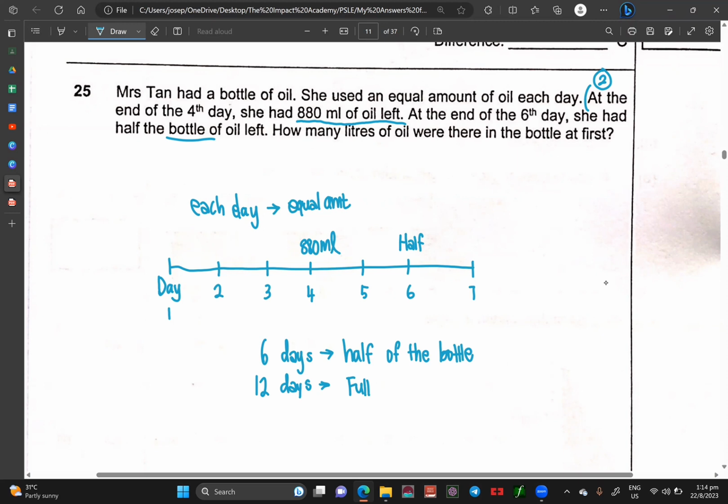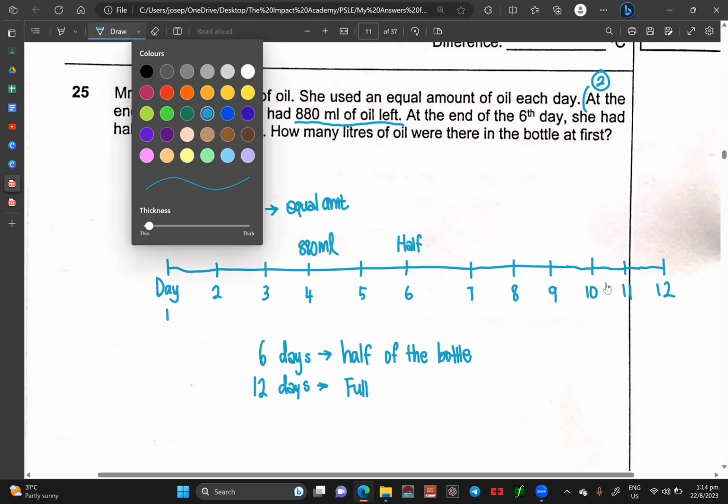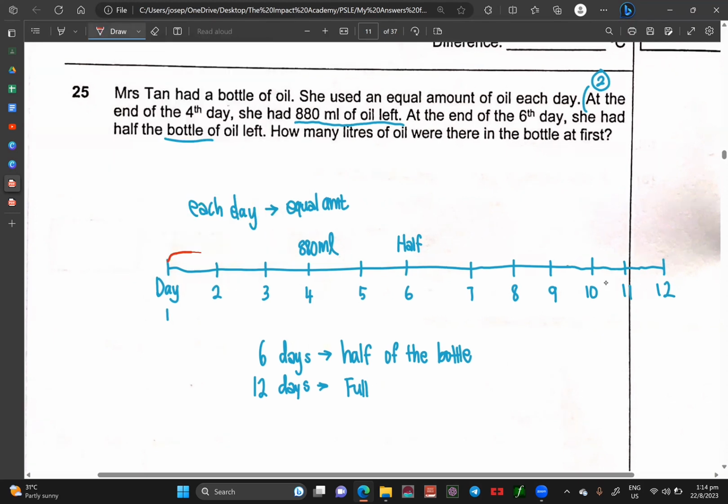So we can say this is day 7, we can say this is day 8, day 9, day 10, day 11, and day 12. All right, now I don't know how much oil is finished over here, but what I do know for sure is that I still have 880 ml of oil to finish over here. Isn't that true? Because as of this point, day 4, I still have 880 ml of oil in my bottle. So the rest of the days, I'll be using to finish the 880 ml.